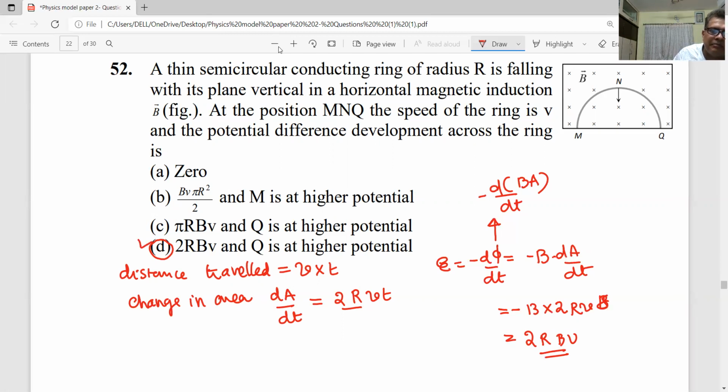Area swept is nothing but 2R into VT. Why is it 2R into VT? Look at this, this is nothing but 2R. When it is falling down in the magnetic field, it just goes on sweeping that area.